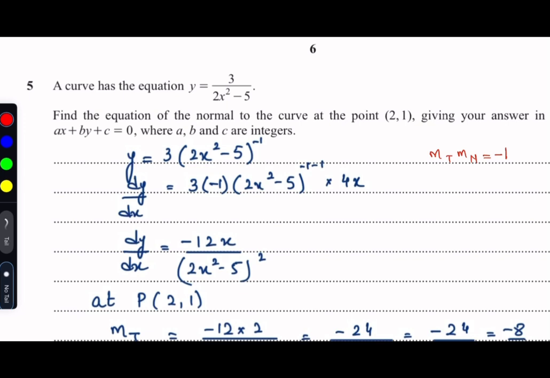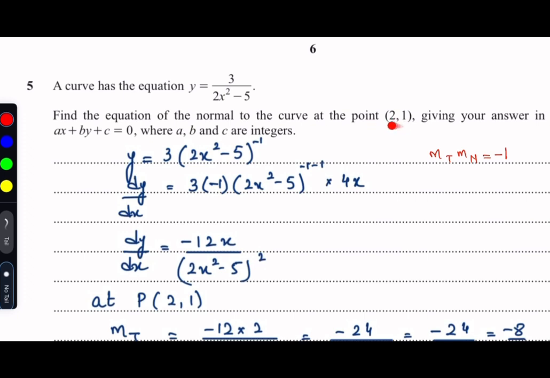It's negative 12x divided by (2x² − 5) to the power of −2. This power of −2 in the denominator will be taken as a positive 2 here. So I can say that the gradient equation shall be negative 12x divided by (2x² − 5) the whole to the power of positive 2 in the denominator.